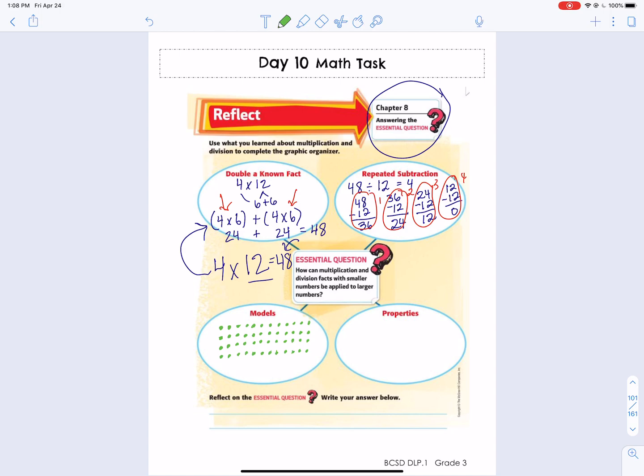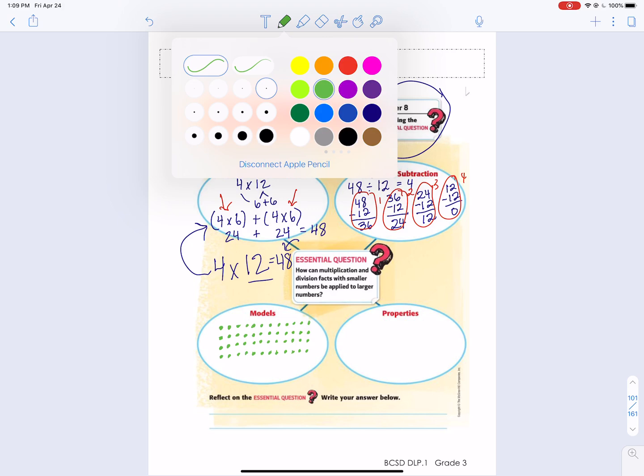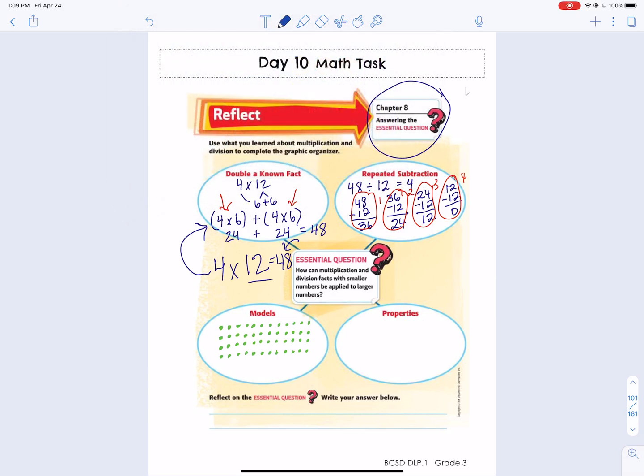I had to count all the way up to 48, so it took a long time. Okay, I've got my array drawn here, and now what I'm going to do is break it up. I'm going to just chop it right in half. 1, 2, 3, 4, 5.